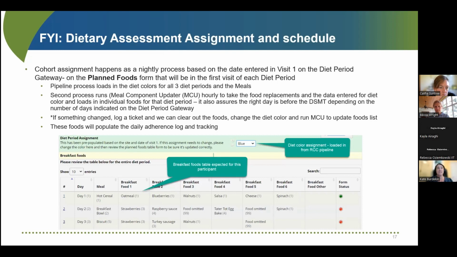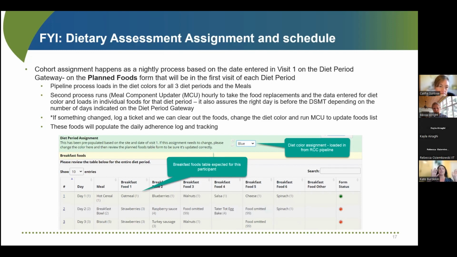So another key form is called the planned foods form. This is where your diet color will live. We can take this information and pipe it anywhere. So as you're working through this, if you see another place where it'd be really helpful to have the diet color, put wherever it needs to be. That would be an easy change for us to make. So definitely let us know that. But this is where it lives in the database from our perspective. So it says diet period assignment, and it will be loaded in through a nightly process.